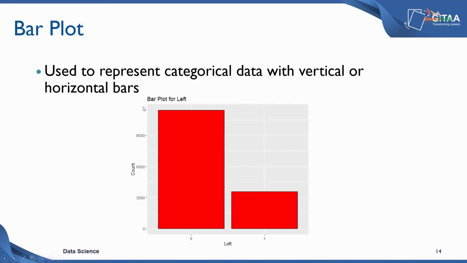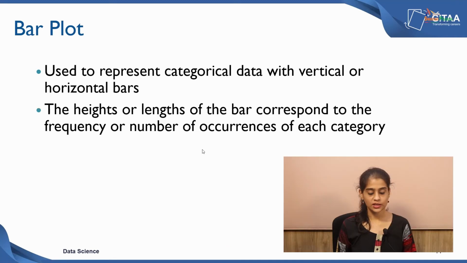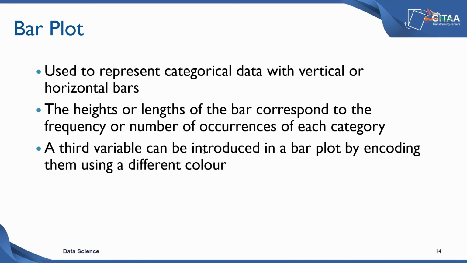What you see below is an example of a bar plot. As we go further in the lecture, we'll see how to generate this bar plot. Here I've used the variable left from this data, and on the y-axis you have the frequency. Now these bars are vertical here. You can also have horizontal bars. The height or length of the bar corresponds to a frequency or the number of occurrences of each particular category. And a third variable can also be introduced in the bar plot by color encoding.